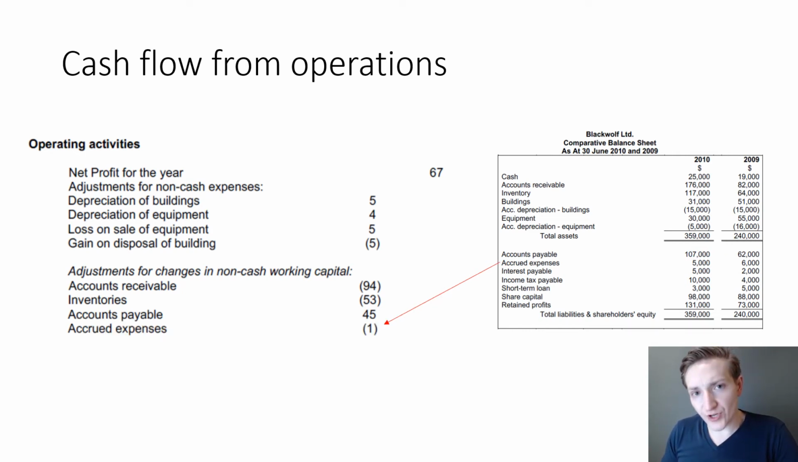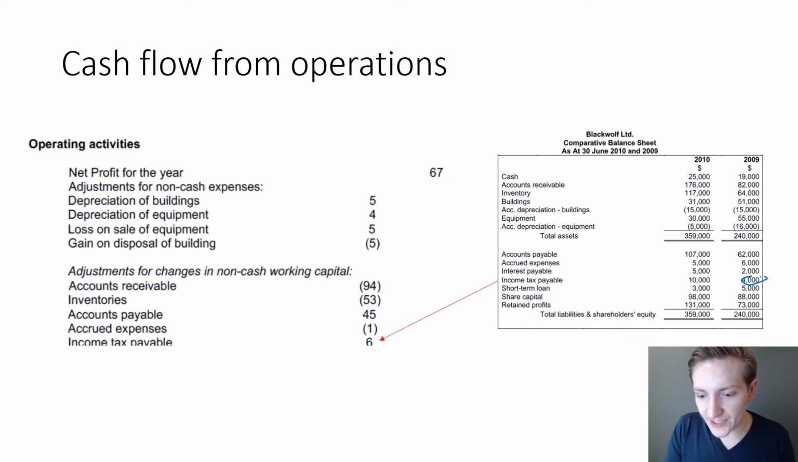In terms of accrued expenses, again, we can read this off. So our accrued expenses went from 6 to 5. That means we must have paid 1,000 worth of accrued expenses. So we'll now need to reduce our cash flows by 1,000. In terms of income tax payable, that went from 4k to 10k. That means we must add on 6 because we've now effectively refrained from paying some other income tax this year. As a result, we're going to have a 6k increase in our cash flow here.